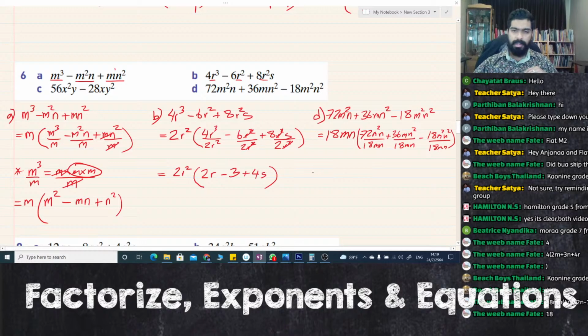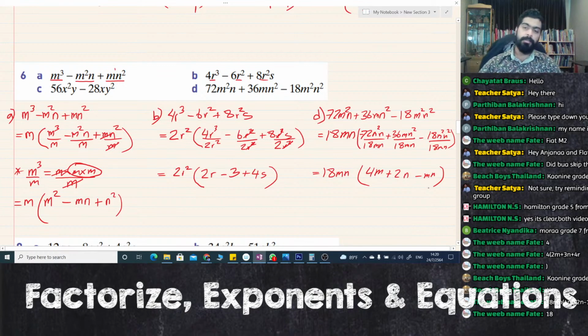And the final answer will be 18mn. Inside the bracket we would have 4m plus 2n minus mn. So this would be our final answer, guys, right? When we factorize it, this will be our final answer. Good job, Fiat. You wrote it as minus 1 mn, which is the same. All right, usually in algebra, if it is 1, we usually don't write the constant 1, but if you write it, that is no problem.